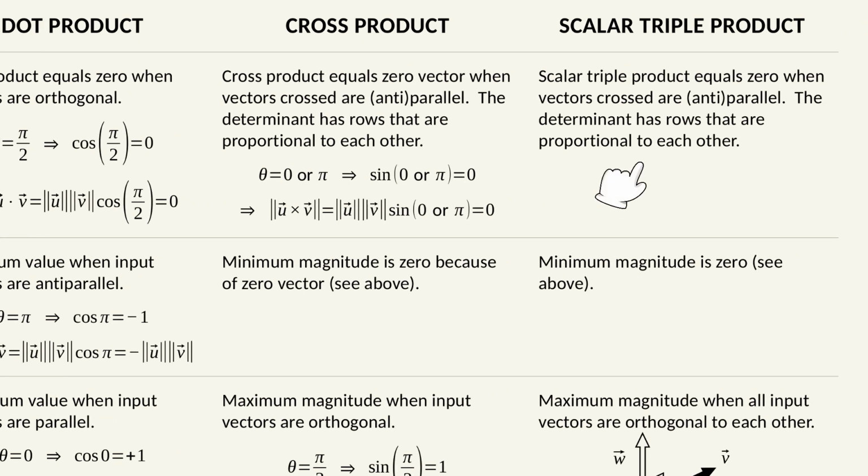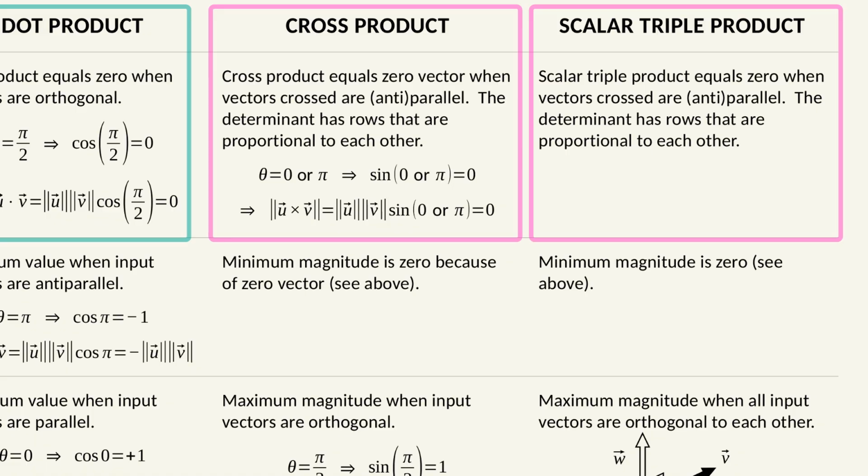We have the same idea with the scalar triple product. Since the scalar triple product can be evaluated as a determinant, then having vectors that are parallel or anti-parallel will give us proportional rows in the determinant, and the determinant in scalar triple product will evaluate to 0. We have an interesting contrast here. Dot product, when vectors are orthogonal, evaluates to 0. Cross product and scalar triple product, when vectors are parallel or anti-parallel, then they evaluate to 0.